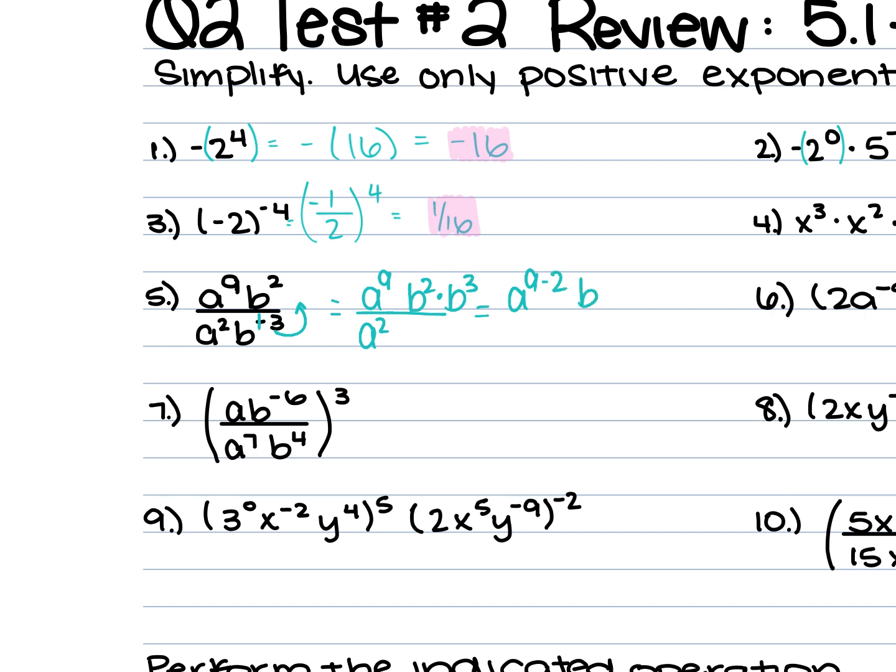If you're multiplying and the base is the same, keep the base, add your powers. So a to the 9 minus the 2nd power is a to the 7th power. Then b to the 2nd power plus the 3rd power is b to the 5th power. So it's just a to the 7th power, b to the 5th power.